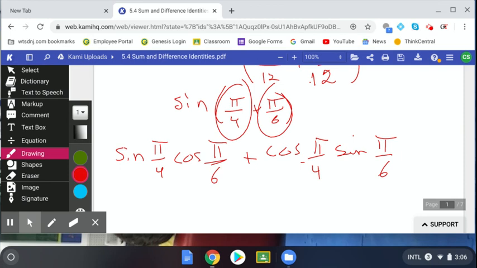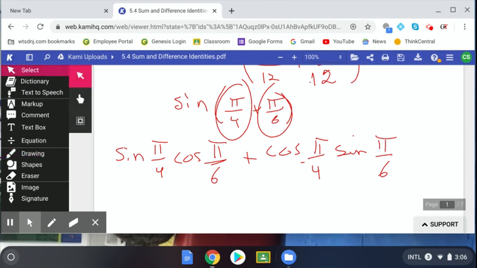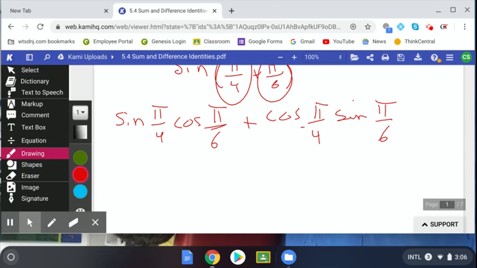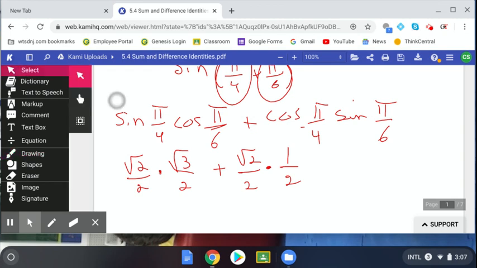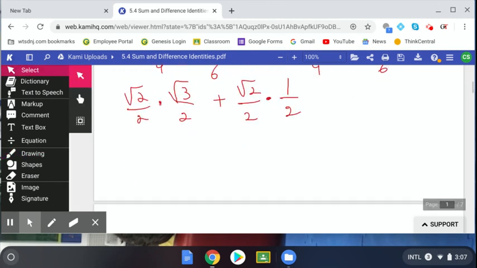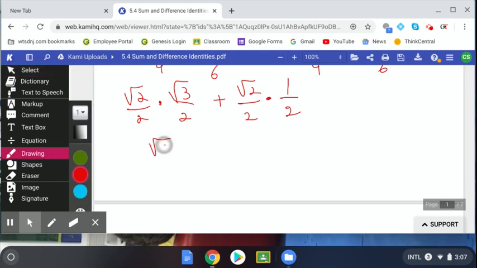So now I know that sine pi over 4 is square root of 2 over 2, and cosine pi over 6 is radical 3 over 2, plus cosine pi over 4 is square root of 2 over 2, sine pi over 6 is 1/2. I multiply now. Square root of 2 times square root of 3 is square root of 6. 2 times 2 is 4, plus square root of 2 over 4.